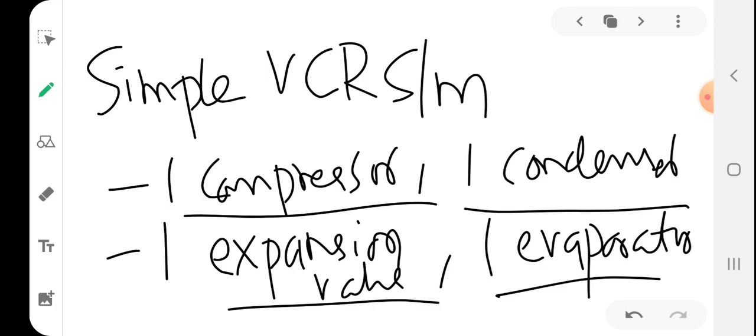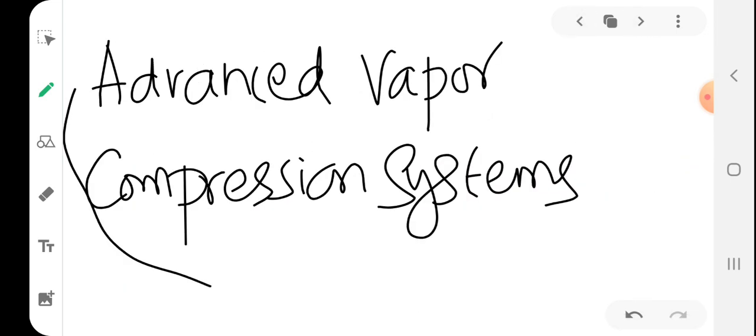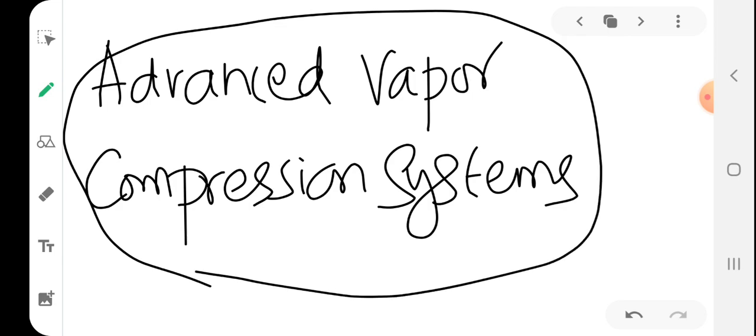Okay, but students, in order to improve the performance of the system, or to improve the refrigeration effect, or to improve the COP of the system, or to decrease the work in the compressor, or to make the system a little bit simpler in size, we are modifying the system in such a way that this VCR system becomes an advanced type. So that is the significance of advanced vapor compression system.